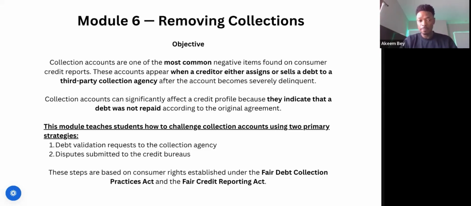to the original agreement. In this module, what you're going to learn is how to challenge collection accounts using two primary strategies. The first is the debt validation request to the collection agency, and the second is the dispute that's submitted to the credit bureaus, right? It's kind of like a two-pronged approach. And these steps are based on consumer rights established under, number one, the Fair Debt Collection Practices Act, and of course, the Fair Credit Reporting Act.